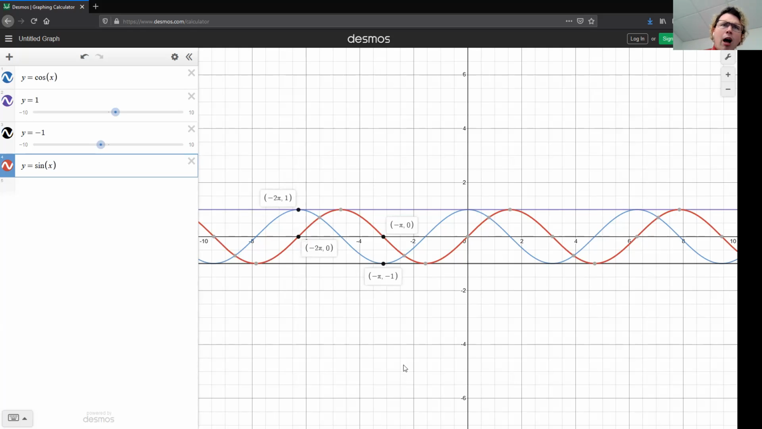But the problem that I see: between -2 pi and -pi, the cosine function is decreasing. That means a negative slope. That means a negative derivative. But between these two coordinates, my sine function is positive, not negative. So that means my sine function can't be the derivative of my cosine function.